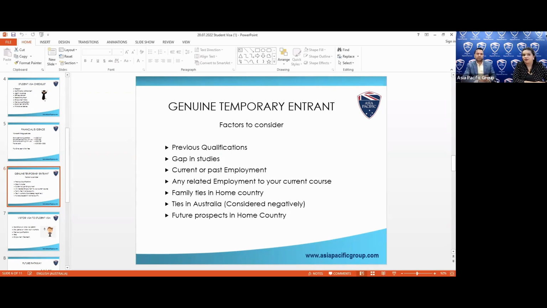So what we need to consider is what is your previous qualification. Is there any gap in your studies? If there is, why was the gap? Were you studying during that time? Were you employed somewhere, or did you take a deliberate break to prepare for another examination or something? Any pregnancy and then you took time off, or COVID related issues? And if you have taken employment, is it related to the course that you are currently doing?